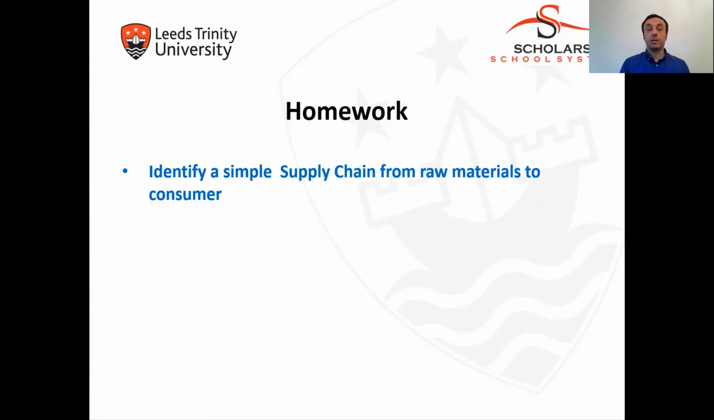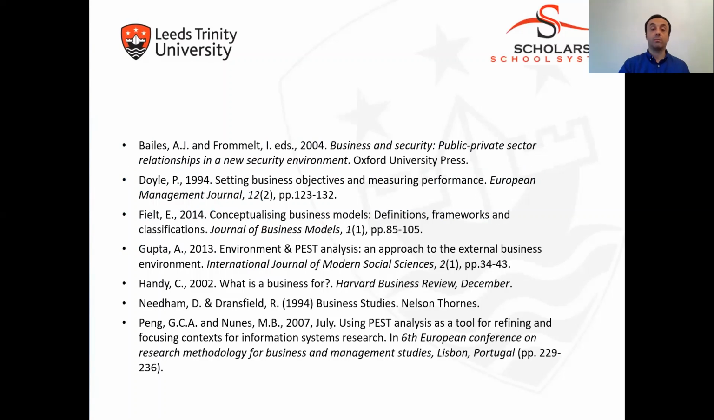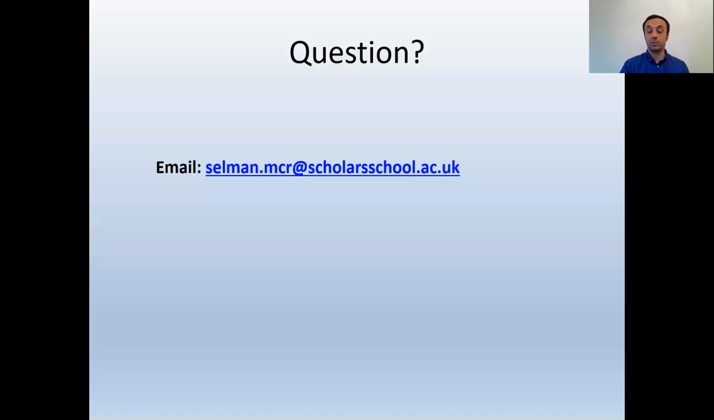Yeah, and in the last part of this session, I would like to give you a homework for the next session. Please identify a simple supply chain from raw material to consumer. How does it work? It starts from obtaining material. At the end, it reaches the consumer as a final product. So if you are able to identify this, it will help you understand the next topic better.